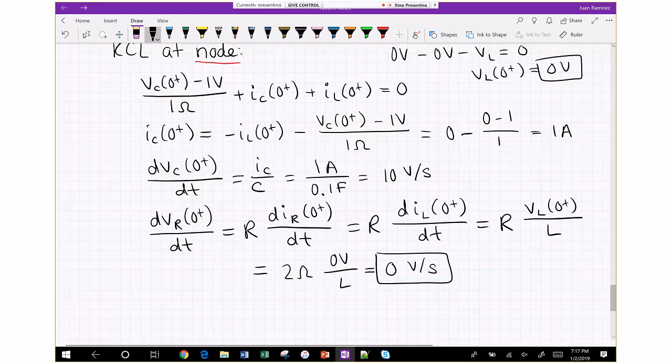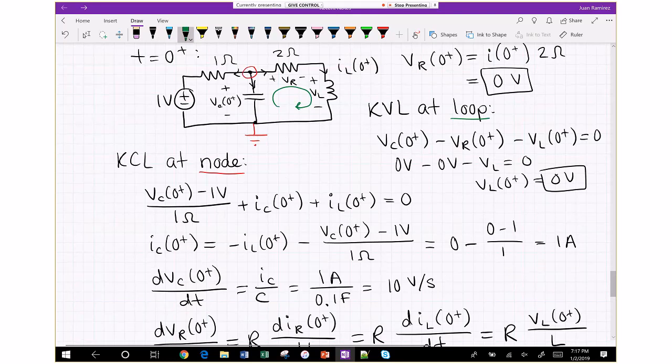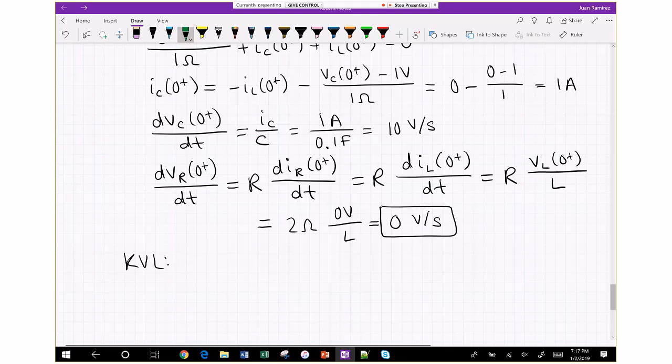Okay. And I'd say the kind of weirdest part of this is that you could say KVL across that same green loop. Across that same green loop, you can, instead of using the capacitor voltage, resistor voltage, inductor voltage, use the rate of change of all those voltages in that KVL equation.